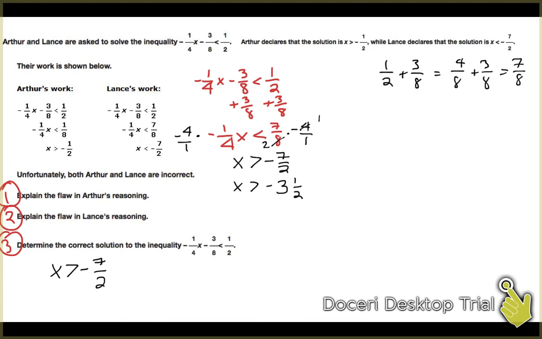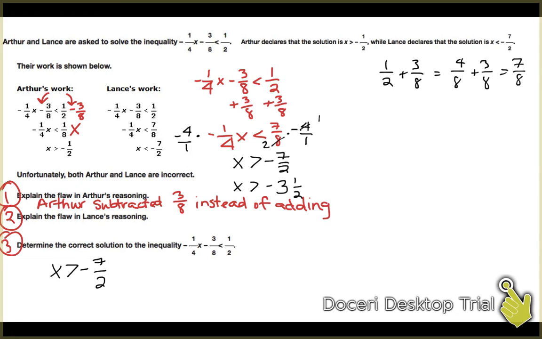Let's look at Arthur and Lance's work. Okay, so far, right here, we got a different answer because we got 7/8. So it looks like Arthur subtracted 3/8 instead of adding.